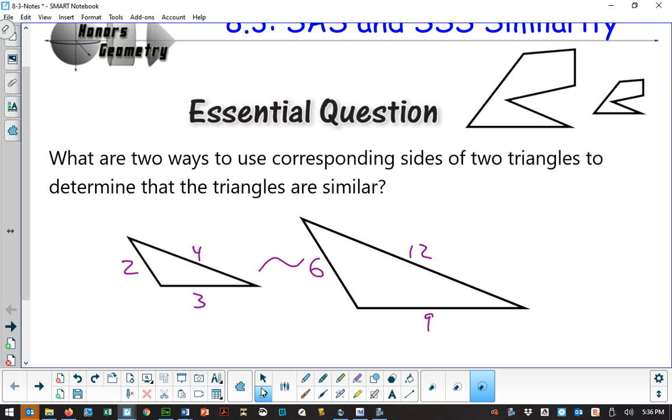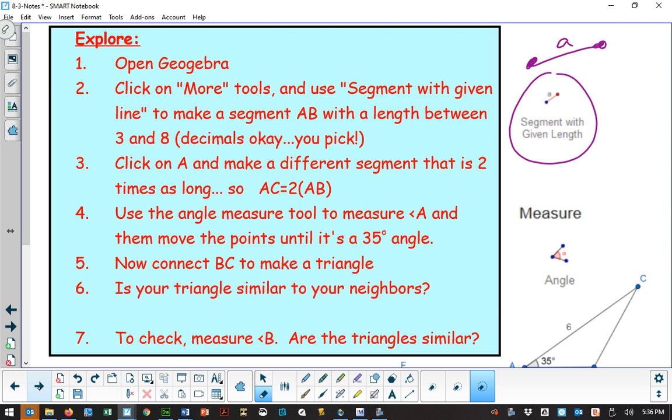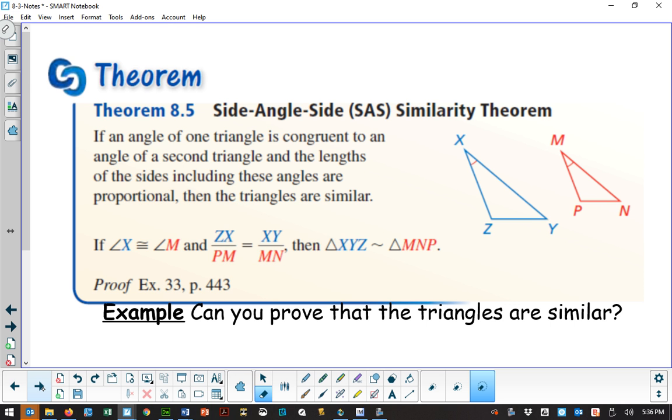Or if we know that only two of the sides are similar, but we know the angle in between it is congruent, that is enough to say that the triangles are similar. So that is side, side, side, and side angle side. So here's our theorem. This is side angle side similarity. And again, we're saying that we've got these angles congruent, like X and M are marked congruent, and these other sides are proportional. All right, they're in the same ratio.